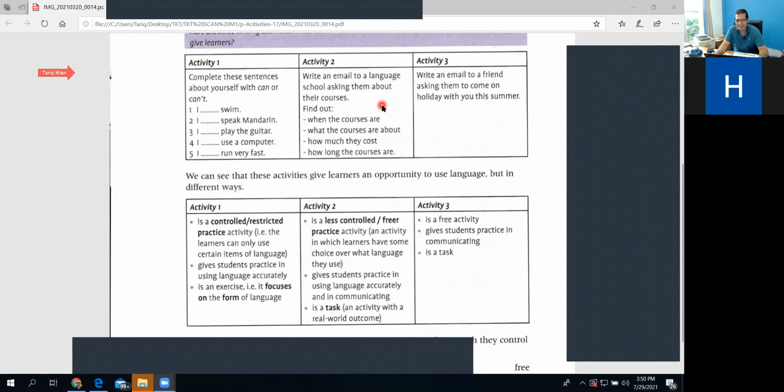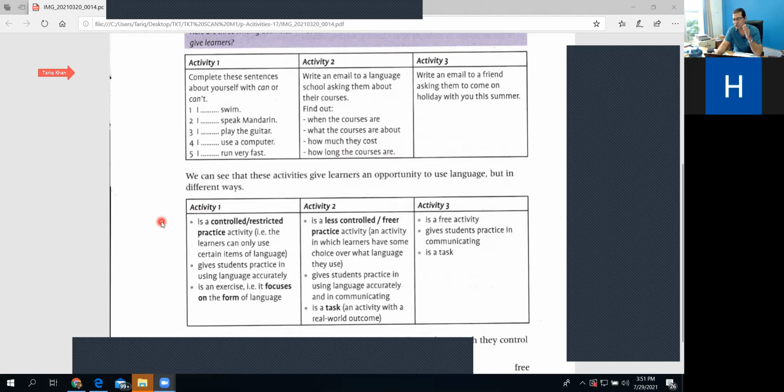So the next one is activity 2. Write an email to a language school asking them about their courses. Find out when the courses are, what the courses are about, how much they cost, how long the courses are. Now these two things are what you want to check in it. You are writing to an institute asking about their courses. You have been given some freedom here to ask from them. So you can use language, but you have to restrict your language to these particular topics which they have asked you to ask from them.